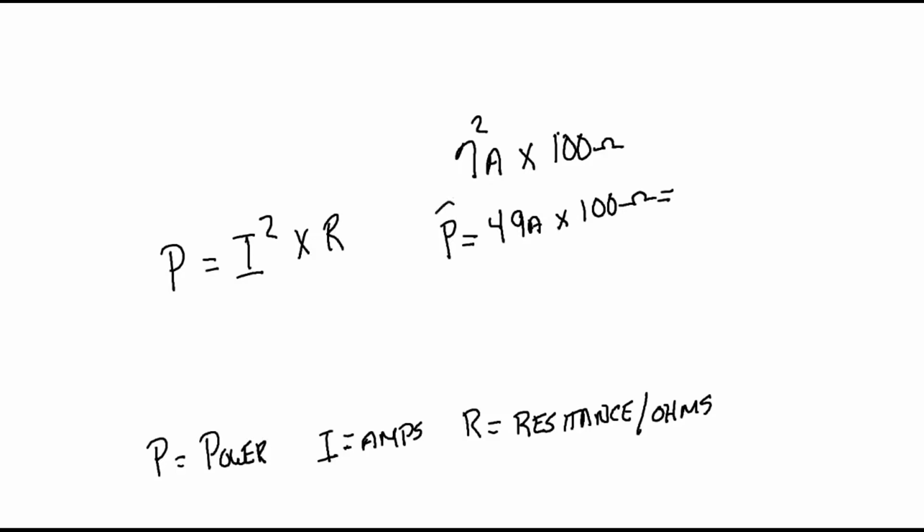Nope. So that's 49. What is P? 1,000. And what's it? 49,000 watts. 4,900 watts. 4,900. Okay.